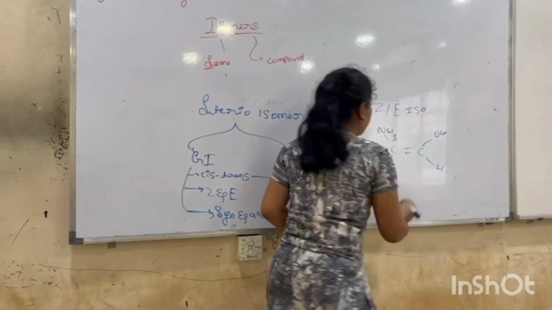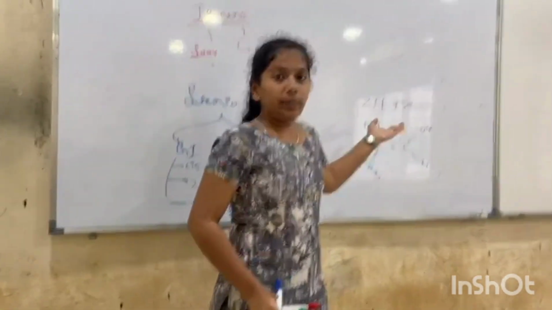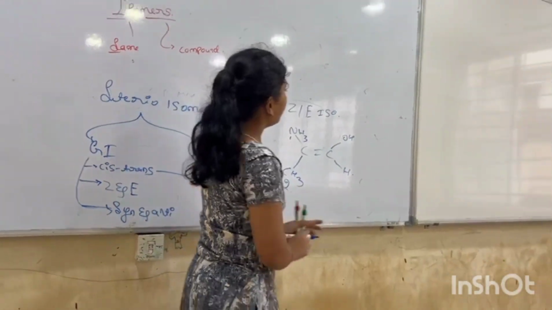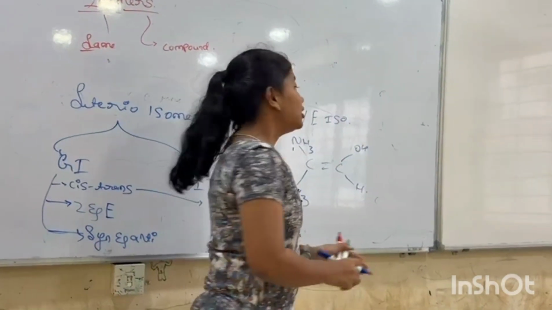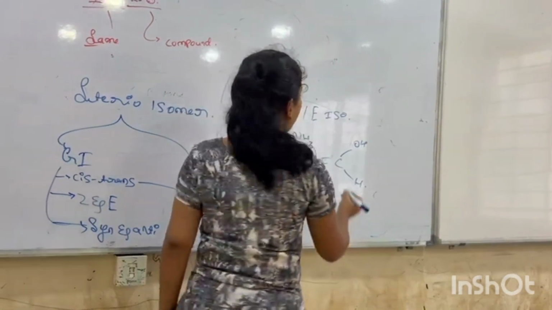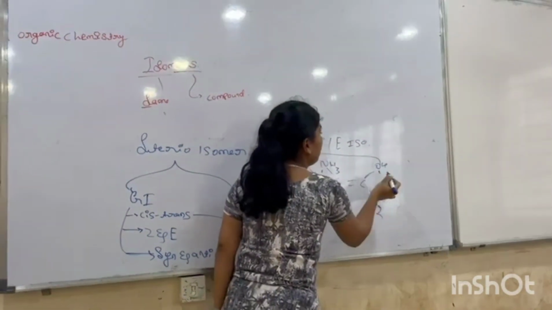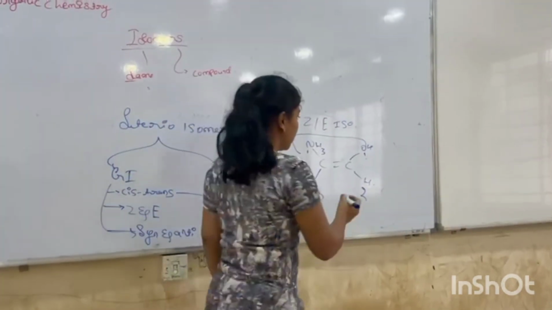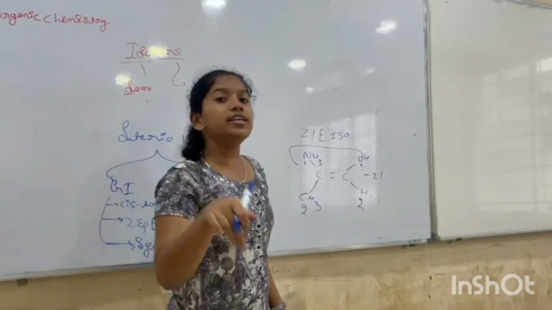On this side, nitrogen and carbon are present. Nitrogen has a greater atomic number than carbon, so nitrogen is 1 and carbon is 2. Here, we compare oxygen and hydrogen. Oxygen has a greater atomic number than hydrogen, so we give oxygen 1 and hydrogen 2. Here, the 1s are present on the same side, so this type of isomer is called Z isomer. Sometimes this type of isomer is also called cis isomer.